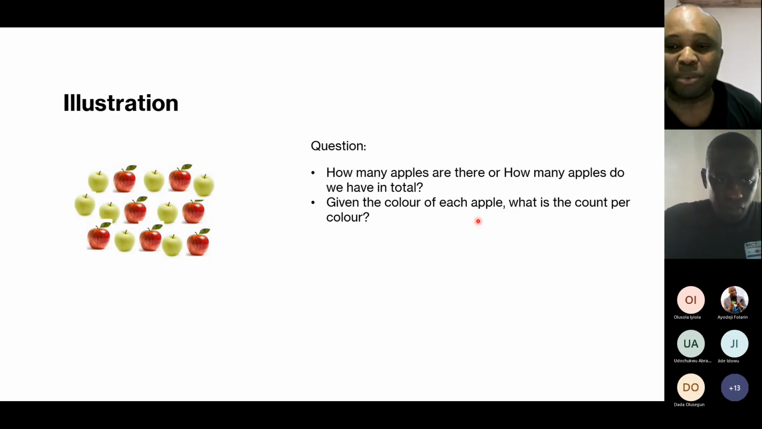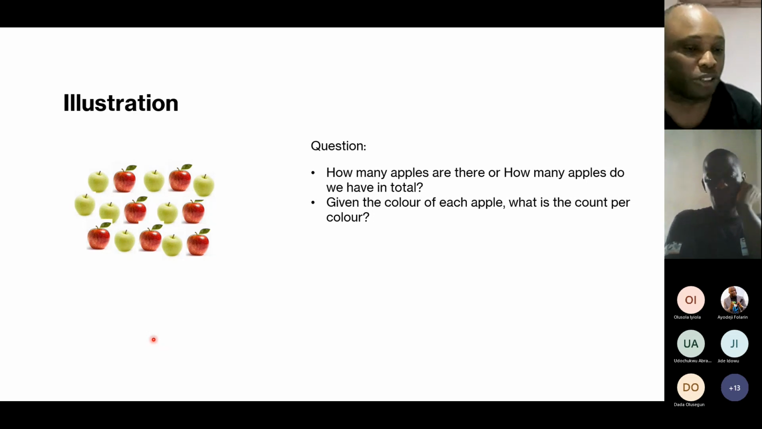The first question says, how many apples are there, or how many apples do we have in total? That question somehow can be the same thing, but sometimes it could be two different kinds of questions. So let's try to answer the first one. How many apples are there? Let's count. I need a response. 15. 15 apples. So in other words, the total number of apples also is 15, isn't it? Yes, sir. Okay. The second question says, given the color of each apple, what is the count per color?